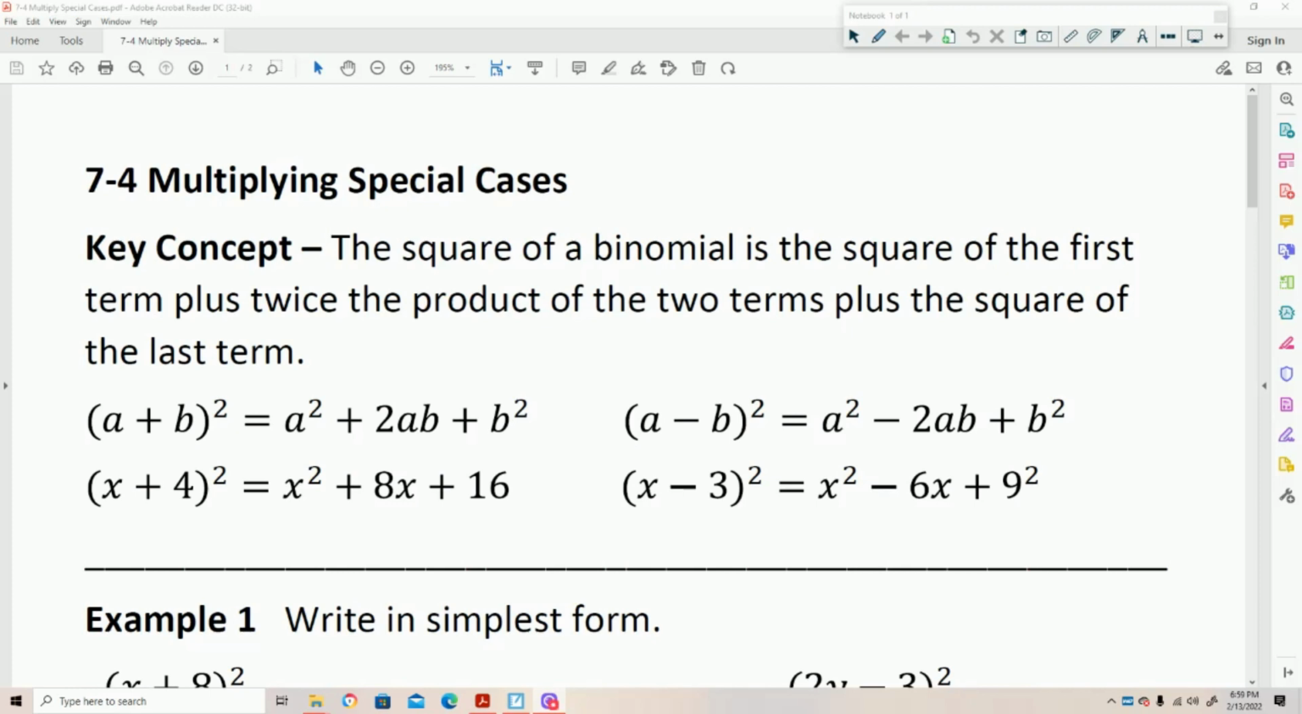Hello, this is 7-4, multiplying special cases. We're going to be multiplying binomials, but special binomials. The first concept we're going to look at is when we square a binomial. In other words, you're multiplying it by itself.